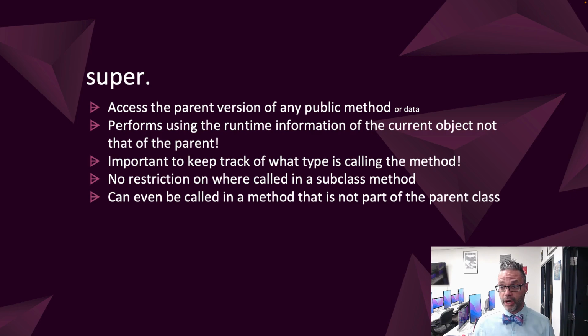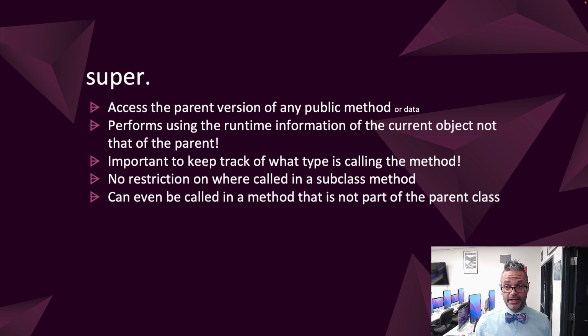So if I call super dot whatever, but I have private information at my subclass level that defines my subclass, even though I'm running the parent class's method, the data that's attached will be that of the subclass's type, because it runs based on the runtime information of the object that calls it. So it is important to keep track of what type is calling that method. If I have methods that are shared across things, making sure I know what's coming back from that is kind of important. There is no restriction on where we call super dot in a subclass at all.